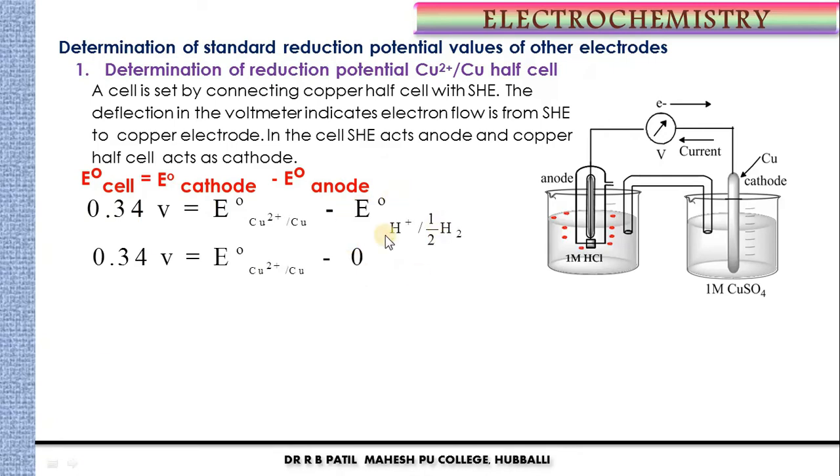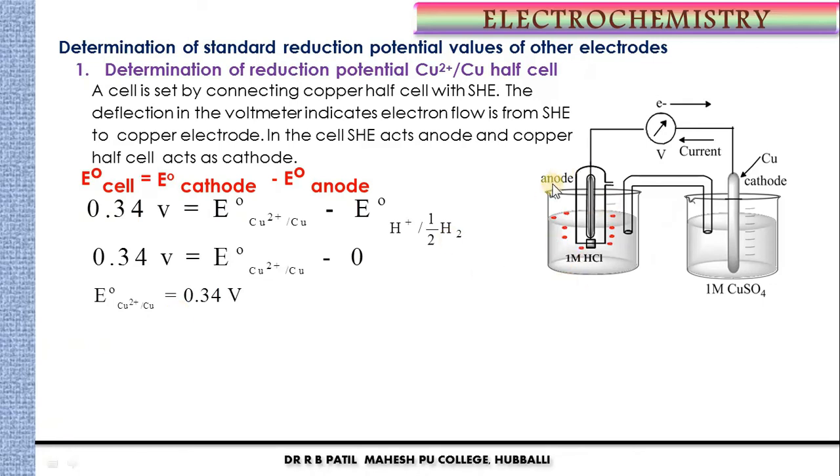We know by convention we have taken this value is equal to 0. Is that clear? So hence what is the reduction electrode potential of copper, students? It is 0.34 volt. Clear? Okay, now let us try to represent this cell.